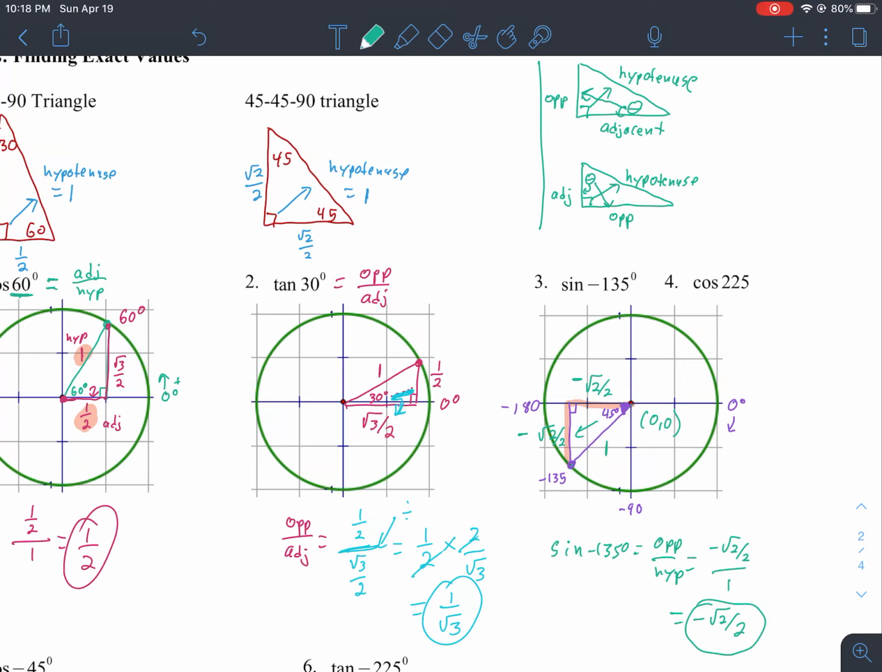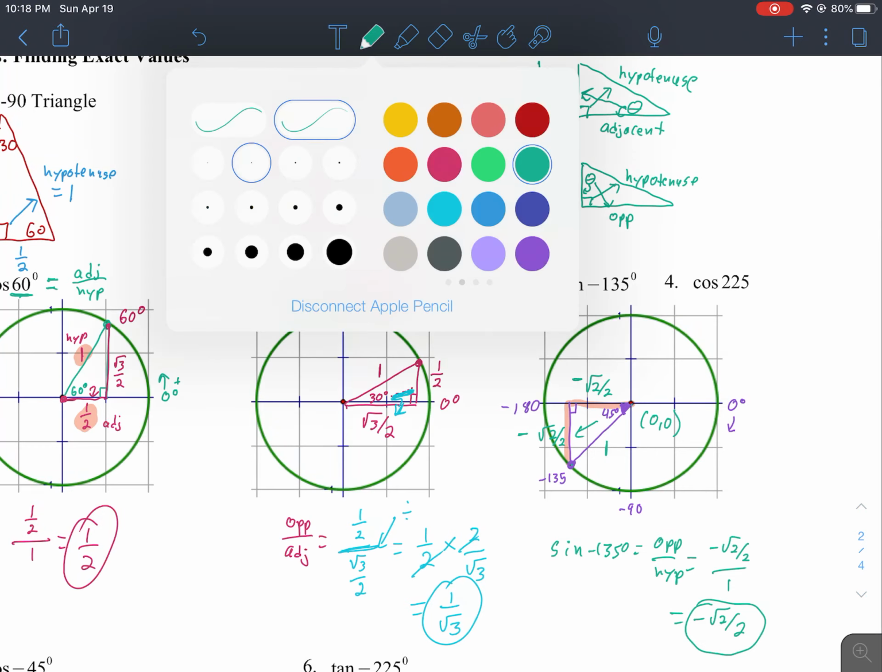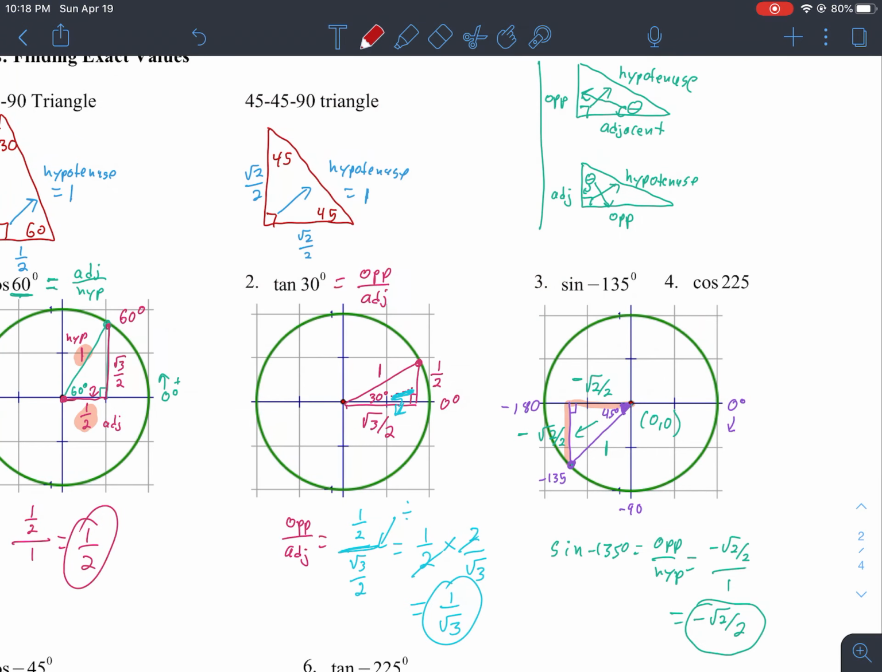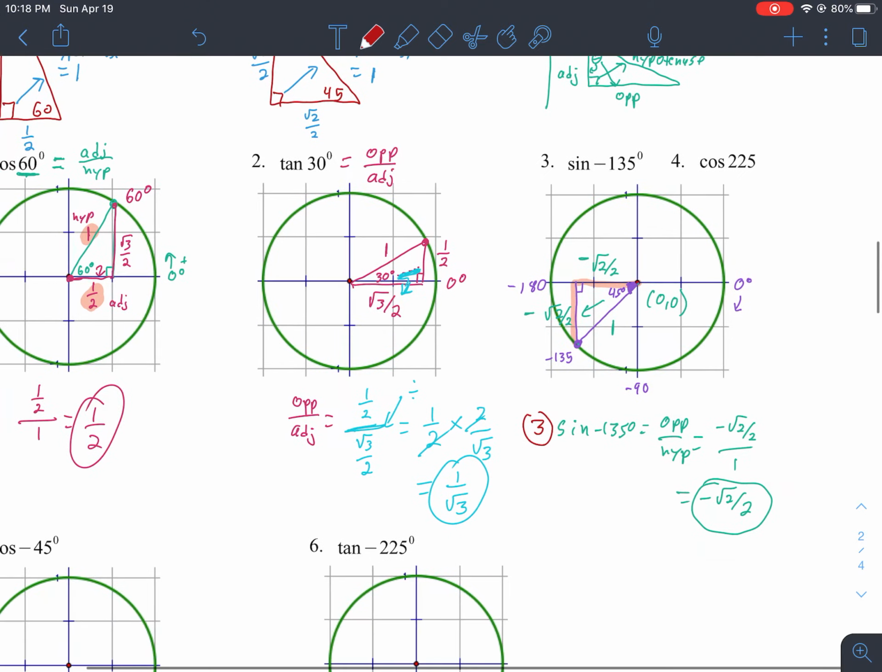Let's try the cosine of 225. Let's see. Are we supposed to use the same picture? This is going to get messy. All right, let's try this. I guess we're supposed to. So this was the answer to problem 3. Now I'm supposed to scrunch in problem 4 somewhere or other. So the cosine of 225.